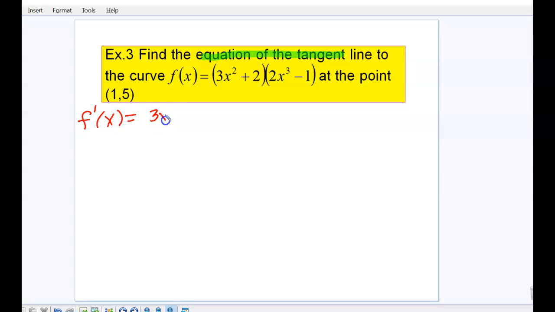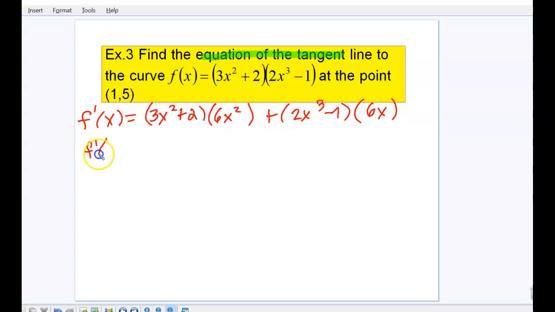So it's going to be the first function, 3x squared plus 2, times the derivative of the second function plus the second function times the derivative of the first. Now, there is your derivative. And because we're evaluating the slope at 1, I can plug 1 in right away. There's no need to simplify the derivative.